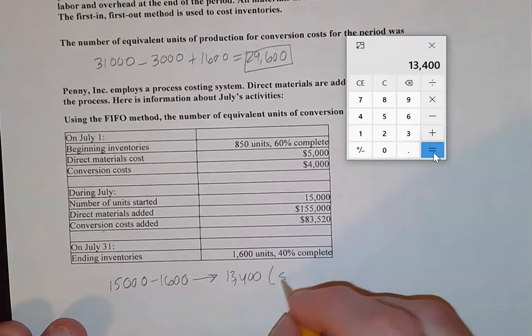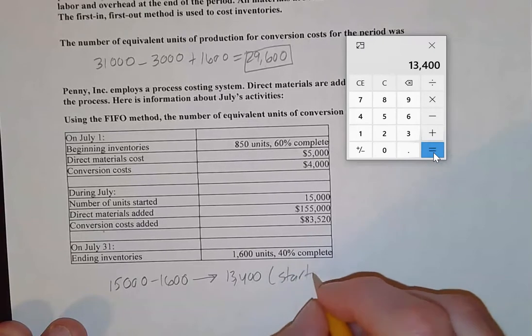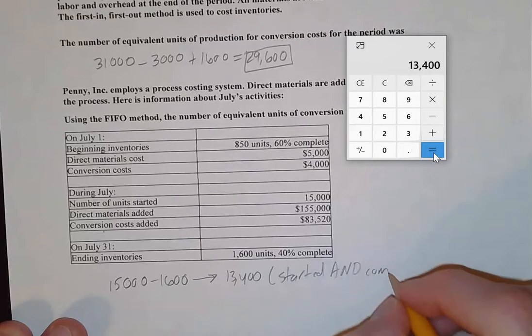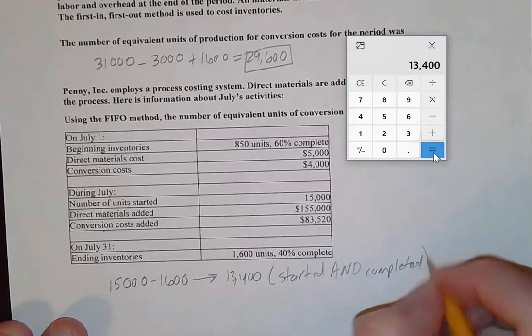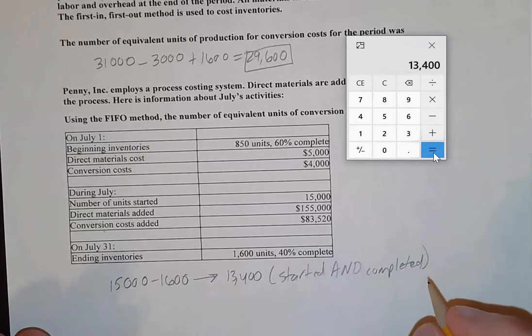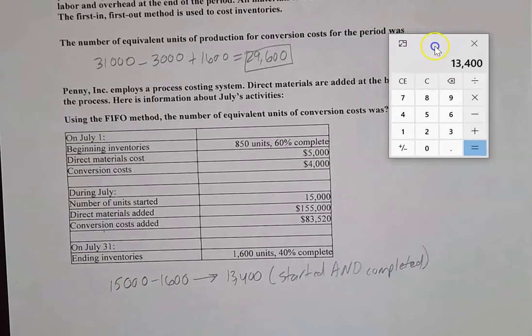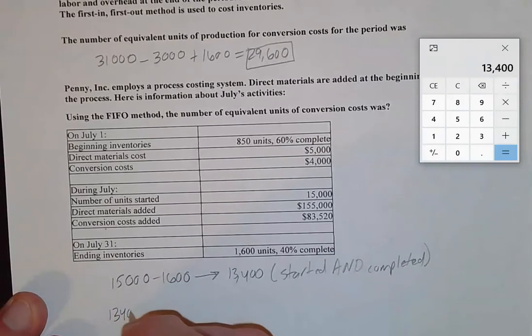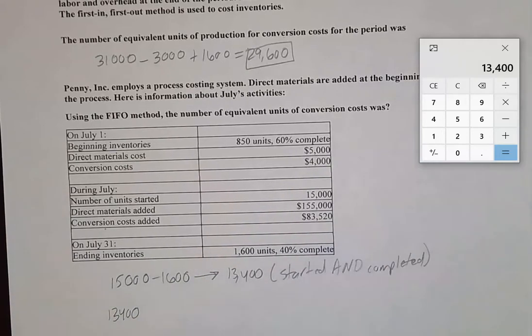but this is the number of units that were started and completed. All right. But that's not what the question asks for, is it? The question says the number of equivalent units of conversion costs was. Okay, that's what the question is. So 13,400 were started and completed. So now what I'm going to do is take that number. This is my number that was started and completed in the period.